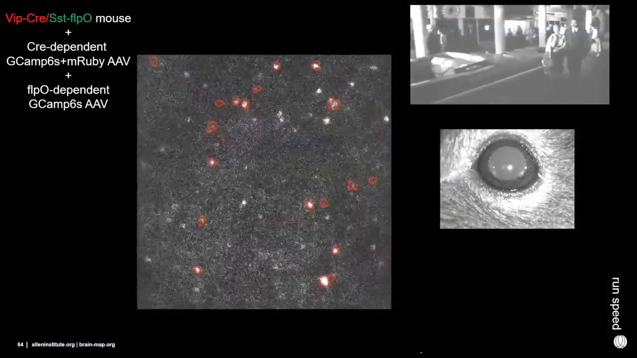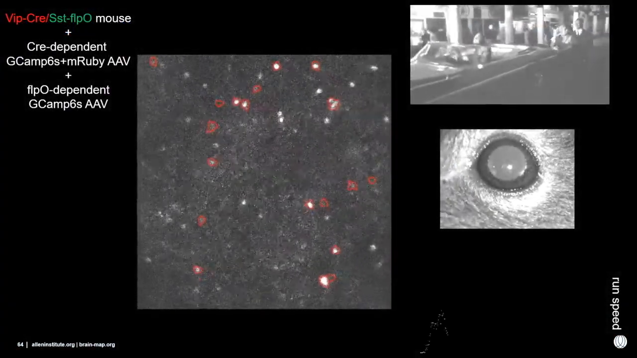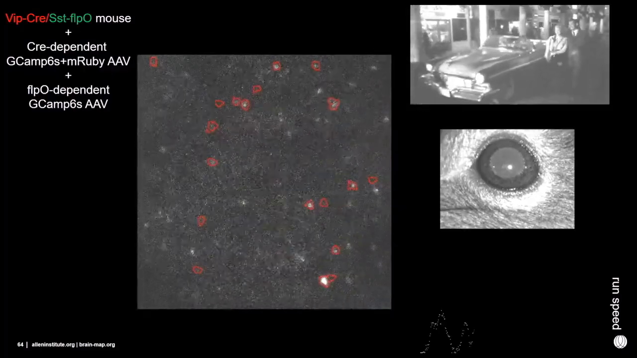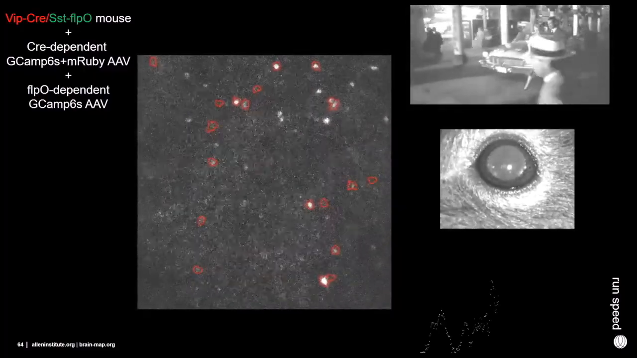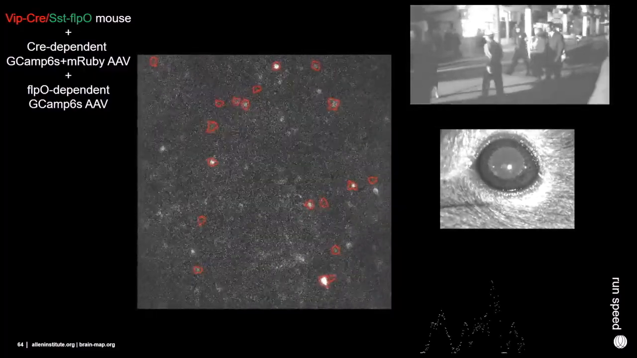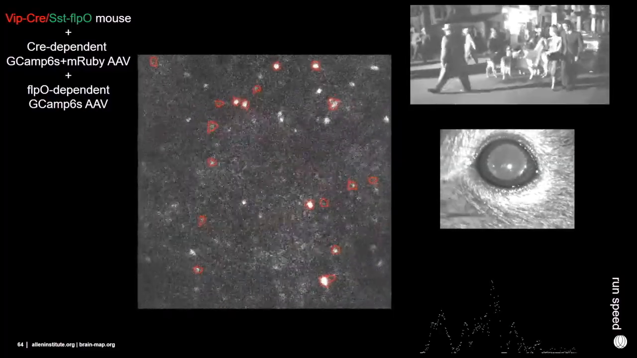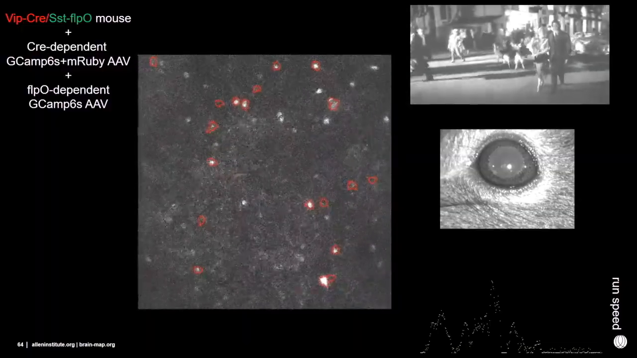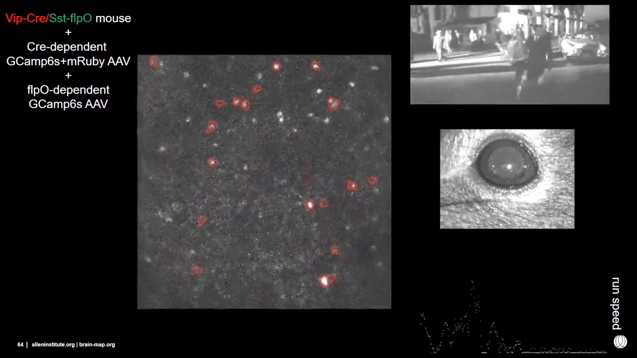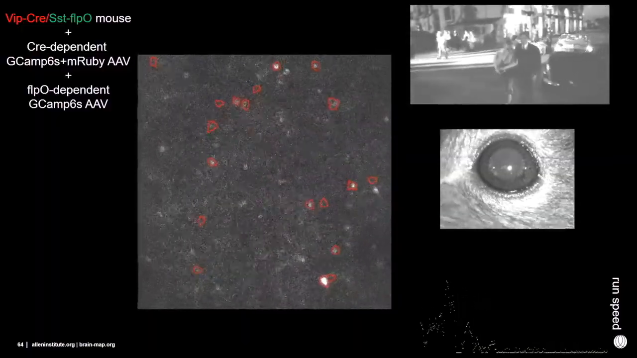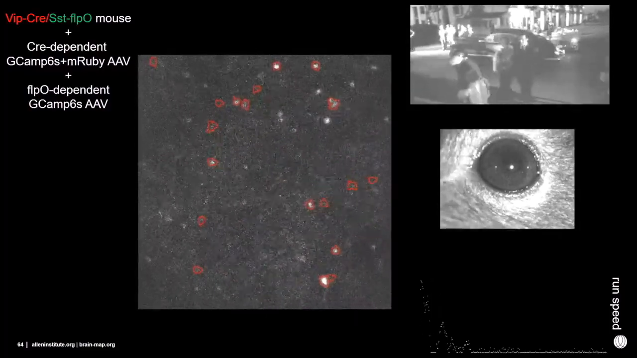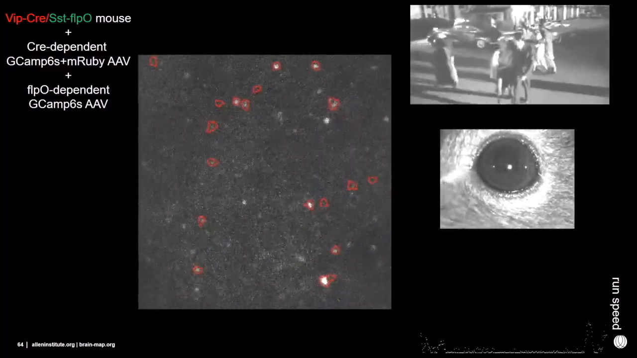And so we're doing this in follow-up experiments in which we are monitoring the activity of both VIP and somatostatin cells using a Cre-flip strategy to express GCaMP in both cell types, but distinguish them by expressing a red fluorophore only in a single one of the cell types, which are indicated with the red outlines around the cells in this video.